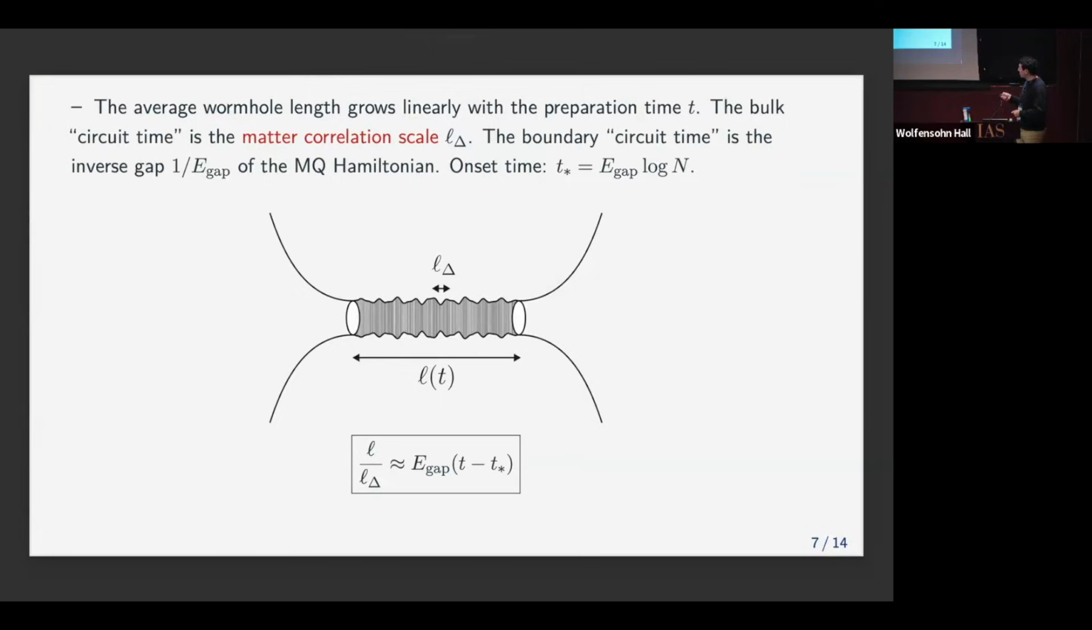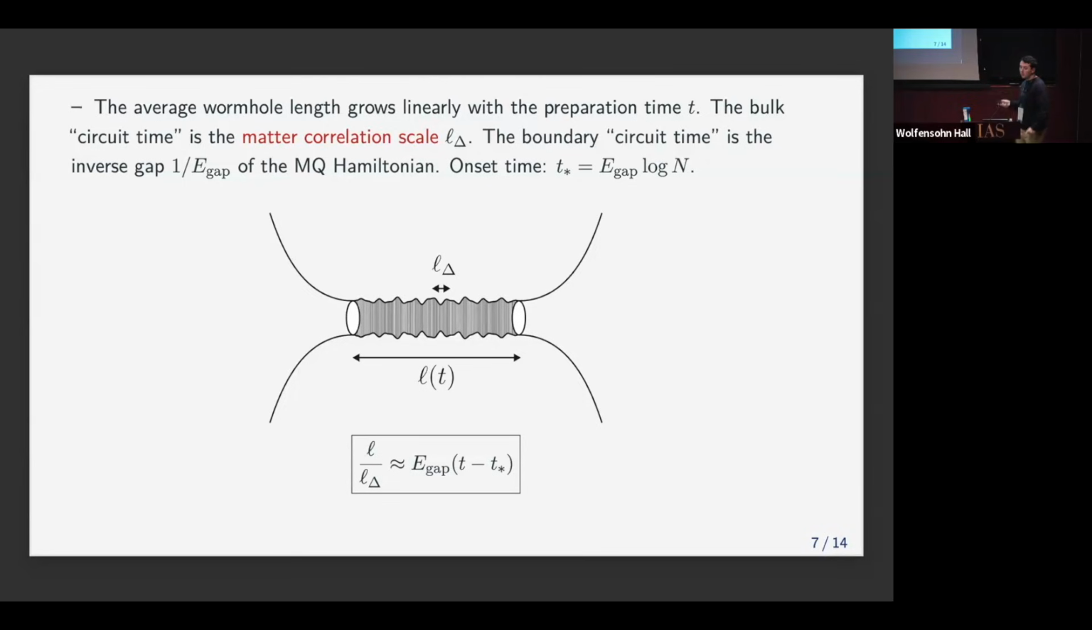The matter correlation scale you can define as the largest scale of matter correlations on the wormhole. It can be defined from the decay of a spatial two-point function on the wormhole for the lightest excitations of this Maldacena-Qi Hamiltonian. On the right-hand side, there's the boundary time t, and this t is measured in units of the inverse gap of the Maldacena-Qi Hamiltonian, which can be fully computed in these models.